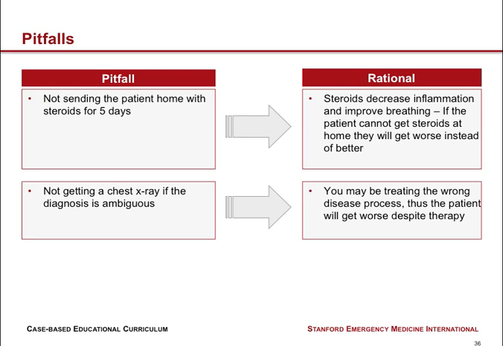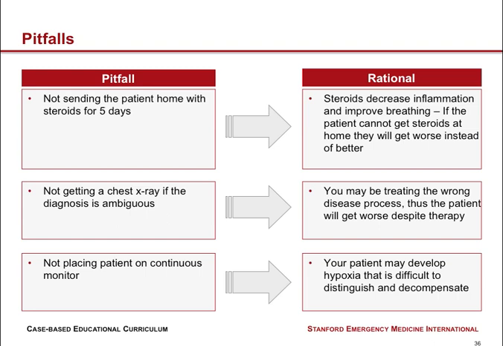Another pitfall is not getting a chest x-ray if the diagnosis is ambiguous. And when you say ambiguous, you mean it's not really clear? Is that what you mean? Like you're not really sure? Yeah, for example, if they come in with wheezing, but they also have a fever, and you're not sure if this is pneumonia versus asthma, it's really important to get that chest x-ray. You may be treating the wrong disease process, and the patient will get worse because you're treating the wrong process.